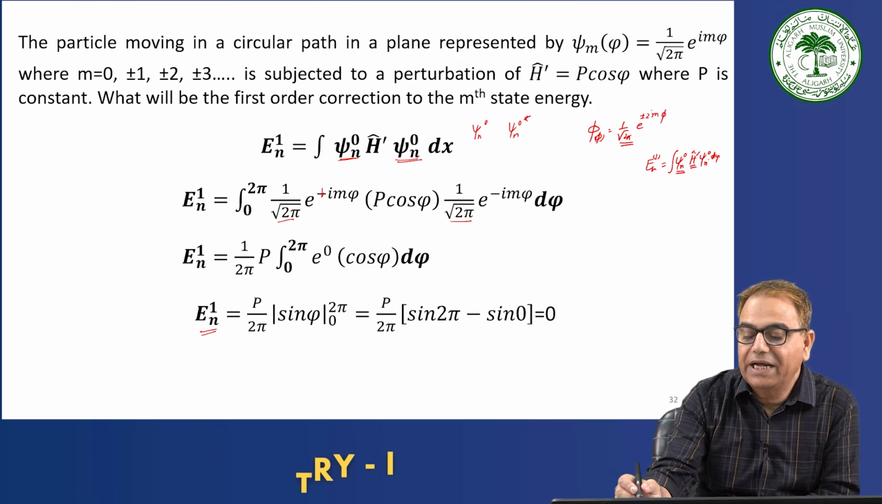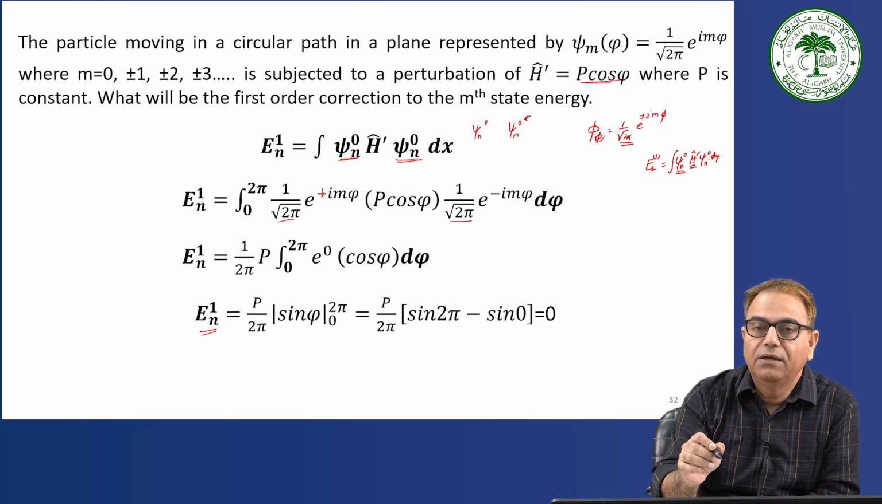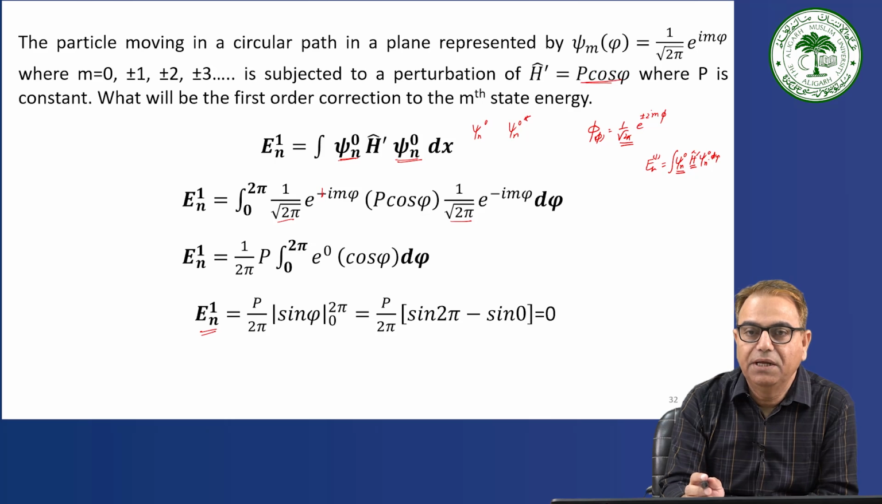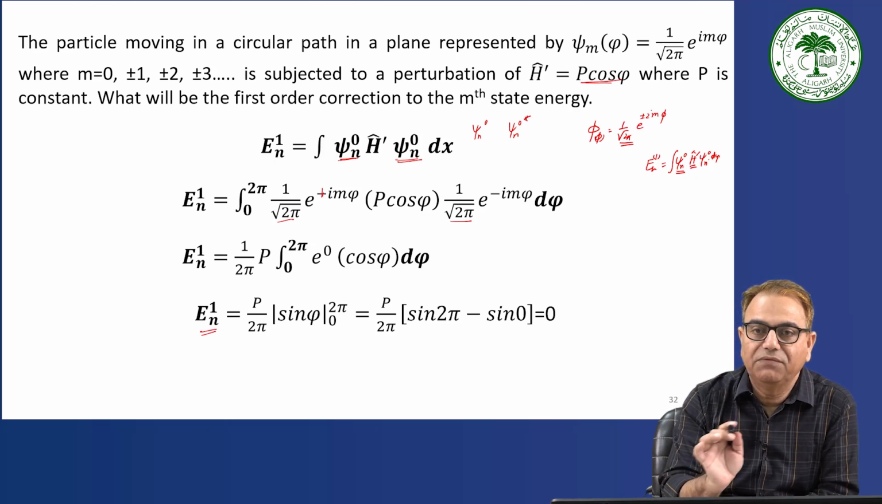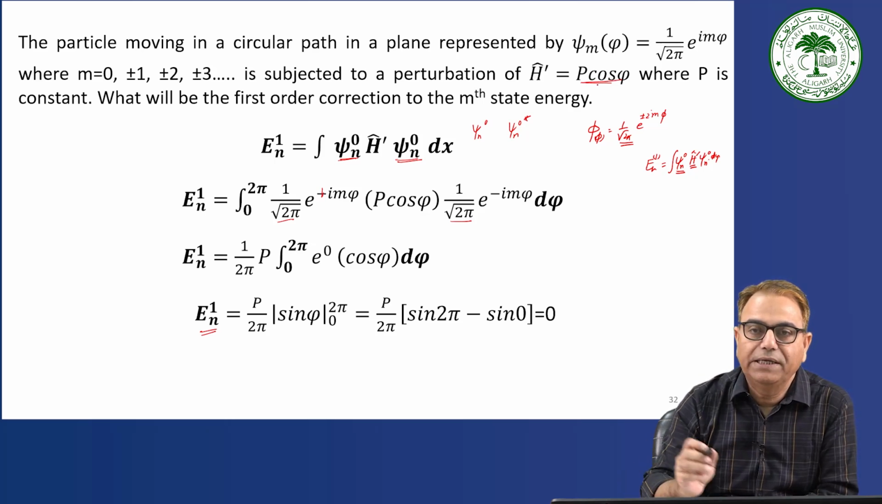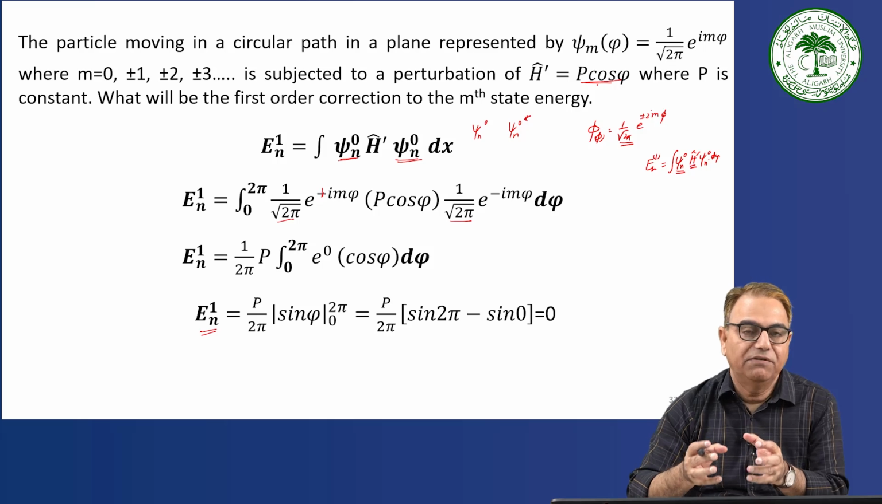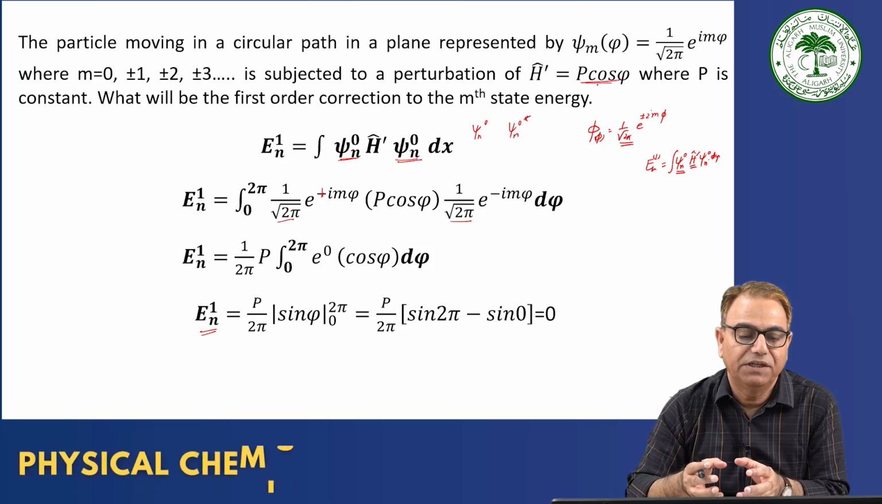So this kind of perturbation to a circularly moving particle will not change its energy. Energy of the unperturbed system and energy of the perturbed system will remain the same even if you apply a perturbation. So that may also arise in certain cases. It's not always so that the perturbation will be very small, but it will always be there.